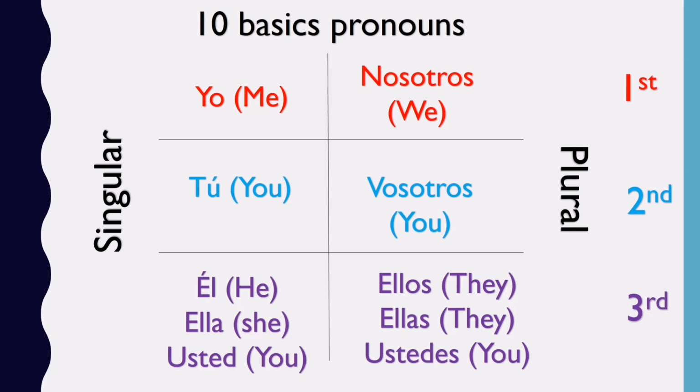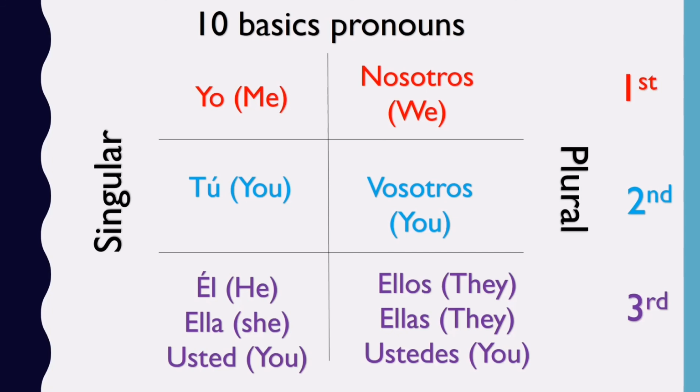Now, moving on to the plural section, we have nosotros, which means we, vosotros, which means you, but the plural you. And in the last section, we have they, which means ellos. This one is the masculine form. The feminine form of they is ellas.